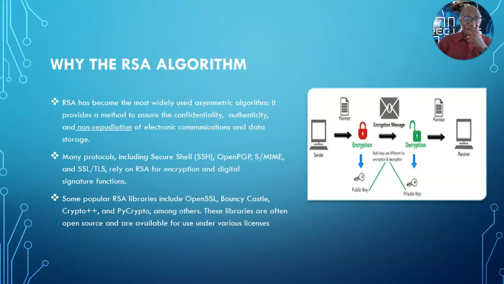But then why the RSA algorithm? It has become one of the most widely used asymmetric algorithms to provide a method for ensuring confidentiality and non-repudiation. Many protocols, including Secure Shell, OpenPGP, S/MIME, which are used for email security, and SSL certificates, all depend on RSA. But they make use of combinations of RSA with digital signatures. Some of the popular RSA libraries that make use of these are OpenSSL, Bouncy Castle, Crypto, PyCrypto, among others. These are libraries that have these algorithms.